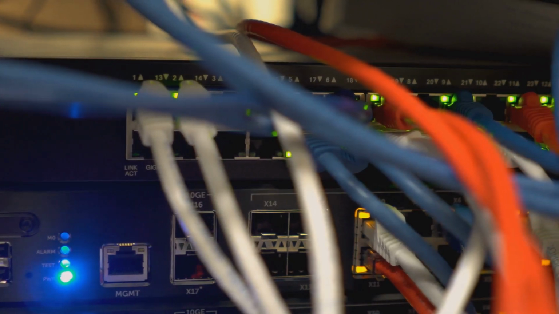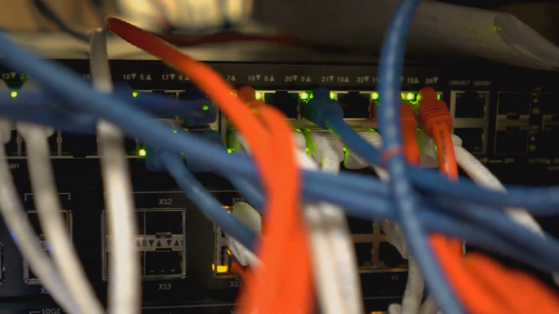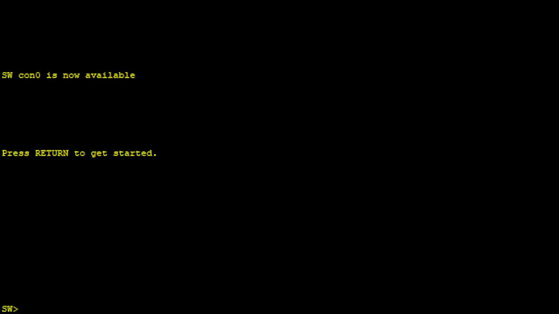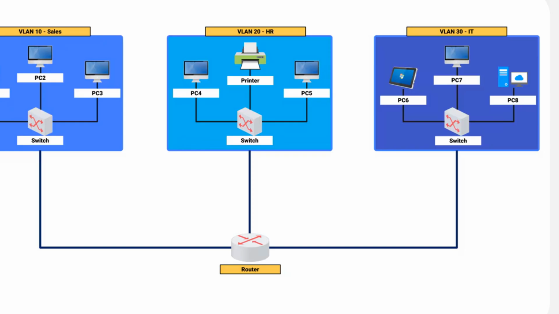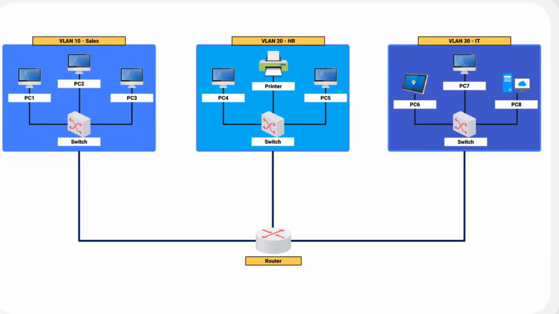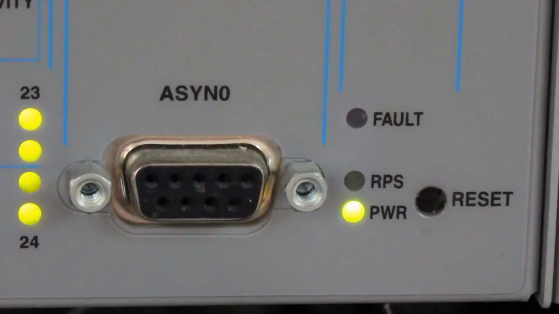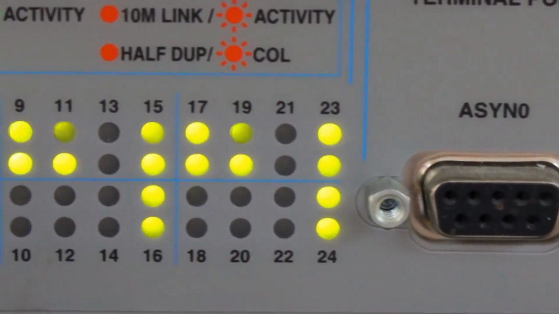A Layer 2 switch operates at the data link layer of the OSI model. This layer is responsible for node-to-node data transfer. It uses MAC addresses, also known as a physical address, to decide where to forward data frames. Key Layer 2 switch features include VLANs, which segment networks for better performance and security, and Spanning Tree Protocol, which prevents loops that can crash a LAN.